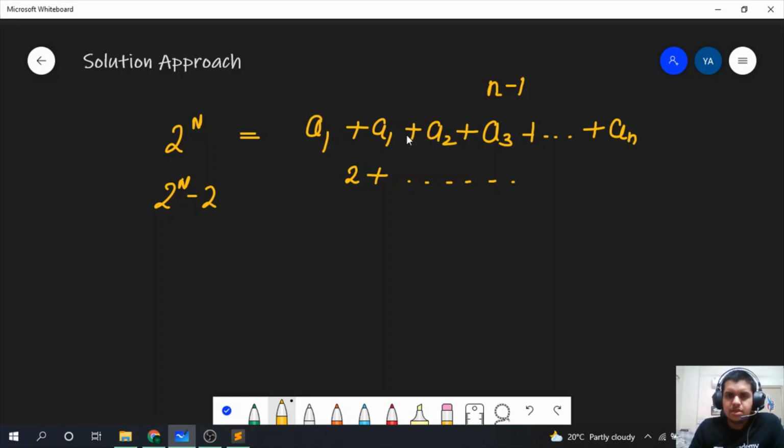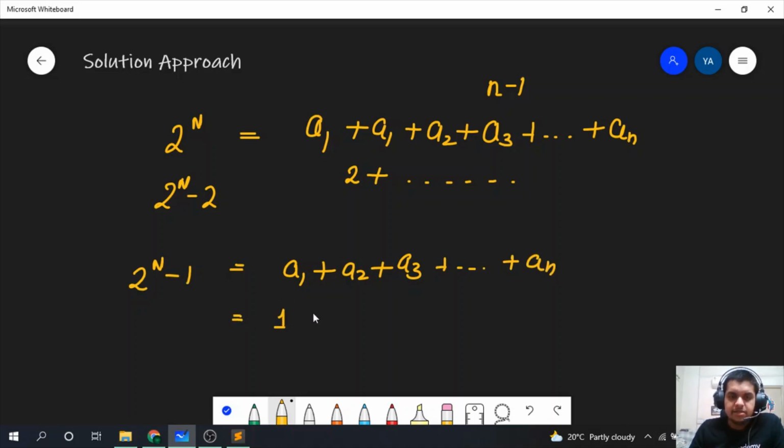Now what are the best even numbers that we can use over here? Let's think in another way. Here we have taken a1 to be 1, right? So now let's take a1 on this side. What we have is 2 to the power n minus 1 is equal to a1 plus a2 plus a3 up to an. And here we have taken a1 to be 1, so this is nothing but 1 plus a2 plus a3 up to an.